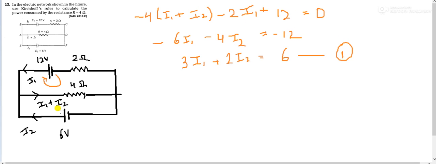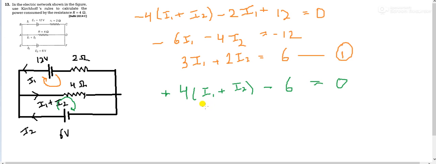Now there is one more loop and I am taking the direction like this, that is again clockwise. Now if I take clockwise direction, the resistance in this loop is only 4 ohm, and I am moving like this, the current is also moving in the same direction, so it becomes plus 4 (I1 plus I2), and there is no more resistance in this loop. You are only left with the EMF of the cell, that is 6 volt, and you are going from the positive to the negative terminal, that means negative: minus 6 is equal to 0.